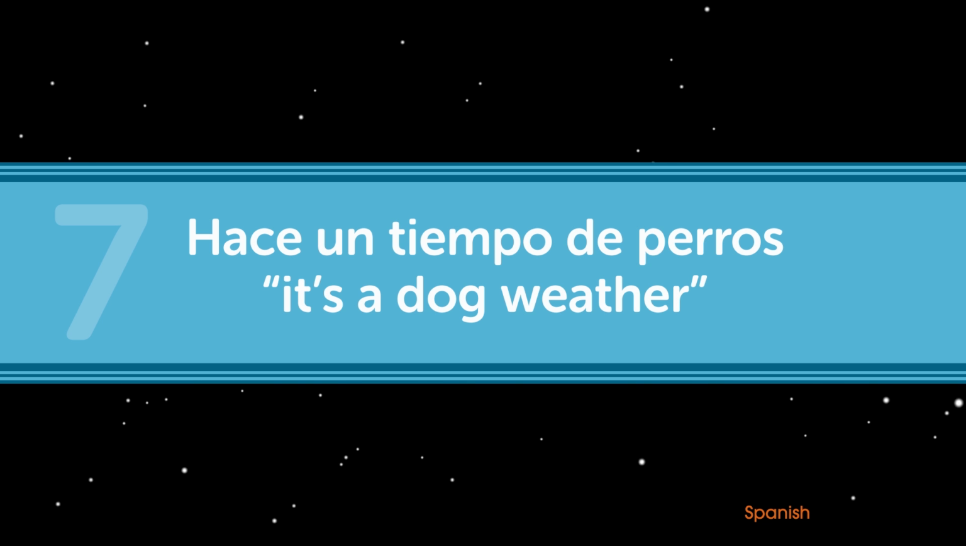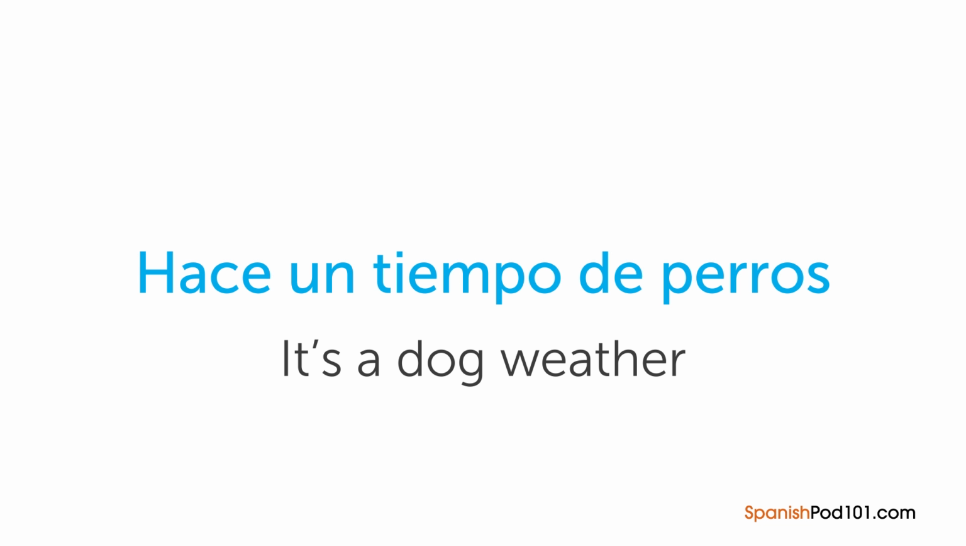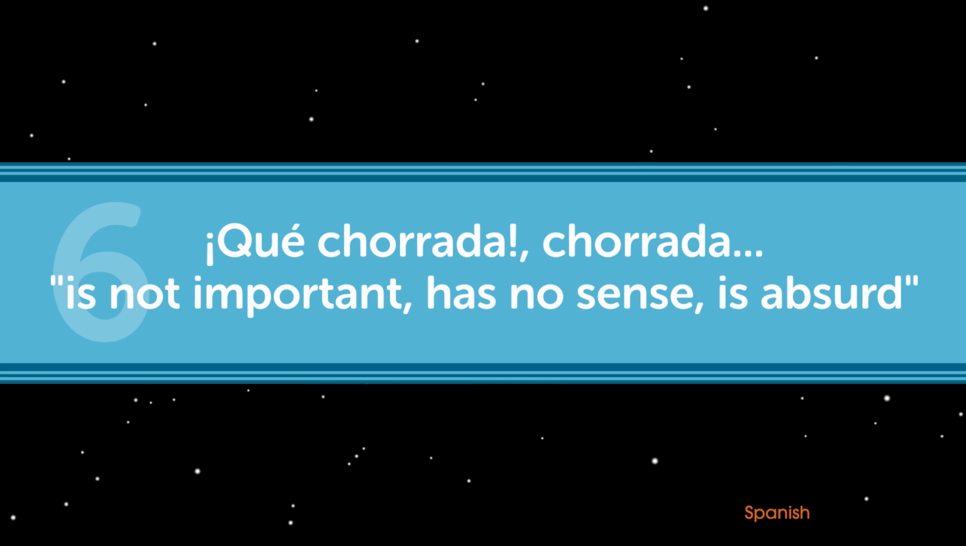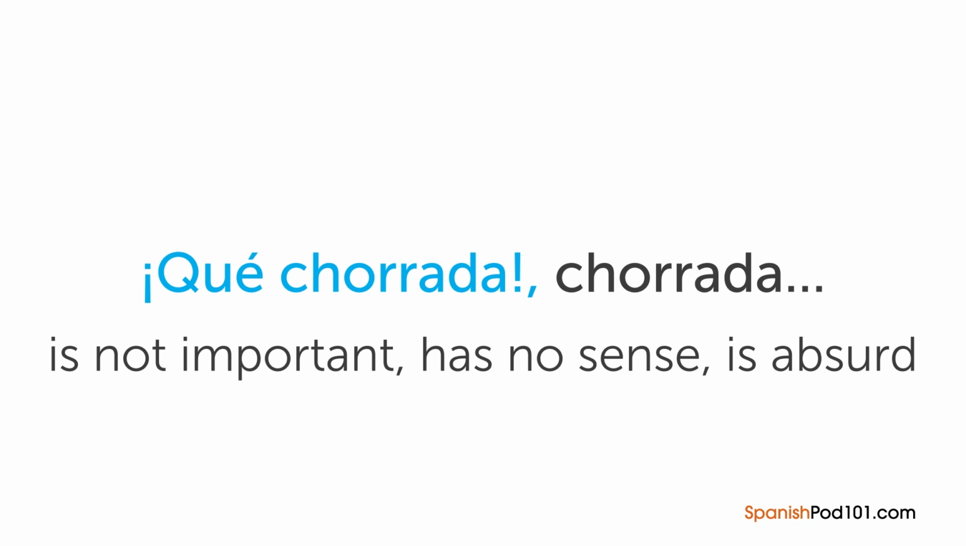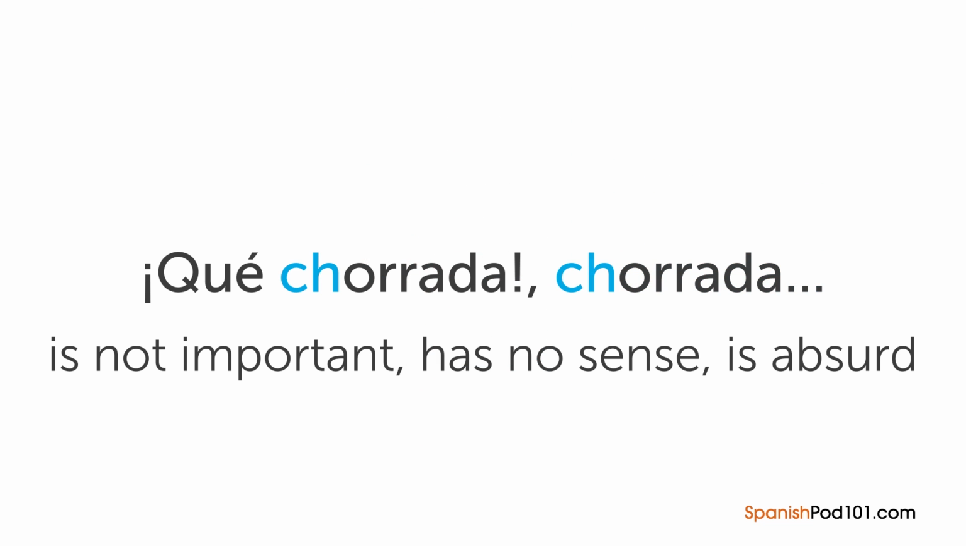Number 7 is one that doesn't make much sense, but you'll often hear. It is hace un tiempo de perros. Literally, it's a dog weather, meaning it's terrible weather. Number 6 is a phonetic challenge. ¡Qué chorrada! Chorrada, wow, sounds difficult. We have the CH and a double R. So what does chorrada mean? If we say ¡qué chorrada!, we are expressing that something is not important, has no sense, or is absurd.